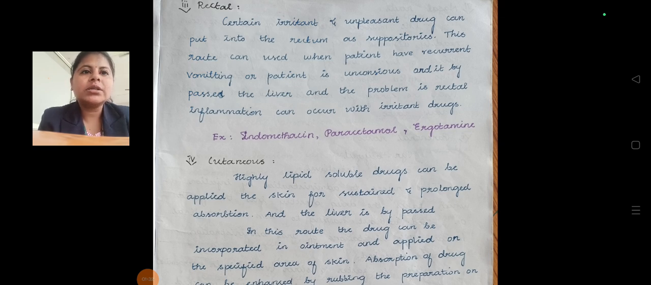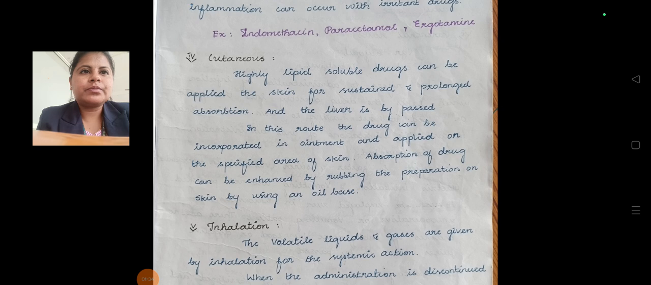The next one is the cutaneous route. Highly lipid soluble drugs are applied on the skin for sustained and prolonged release of the drug. So certain lipid soluble drugs are applied on the skin for sustained and prolonged release. The main advantage of this route is that it also bypasses the liver.